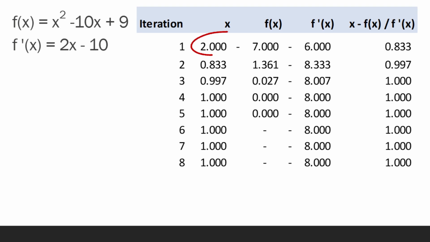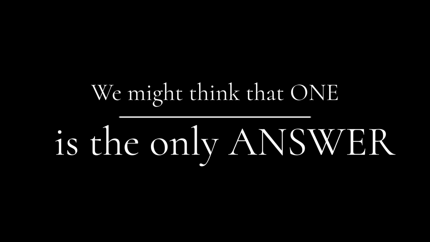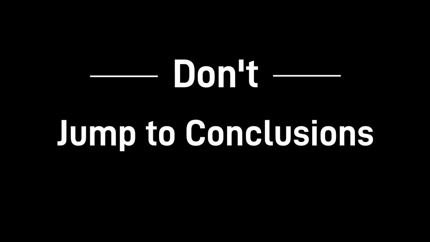How about if we started with 2 instead of 3? Here we converge to a solution earlier by 1 iteration. Now, we might be starting with all sorts of initial values near 1, which lead us to the solution of x equals 1. And this might lead us to believe that 1 is the only answer if we didn't know any better. However, we know from our prior knowledge of math that, in fact, there are 2 answers, x equals 1 and x equals 9, but our attempts so far only produce x equals 1.